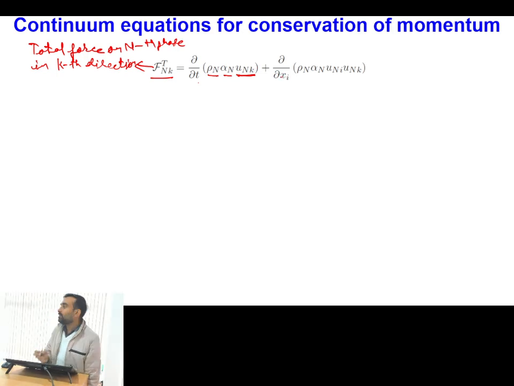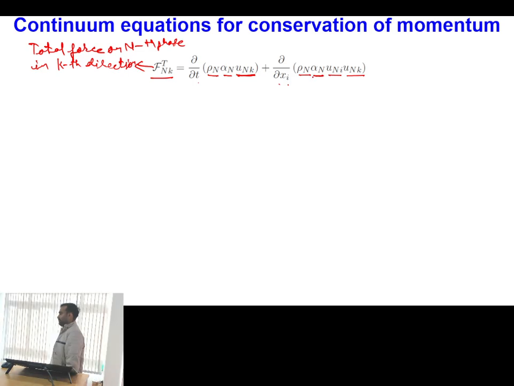So the second term has to account for momentum coming from all the directions in the particular kth side. So del by del xi with rho n, uni, unk and alpha n in multiplication. Is this one clear? Anyone is having any doubt?